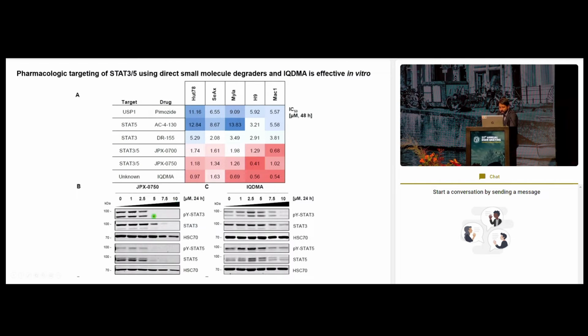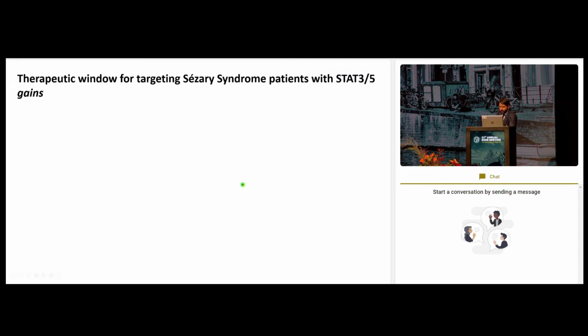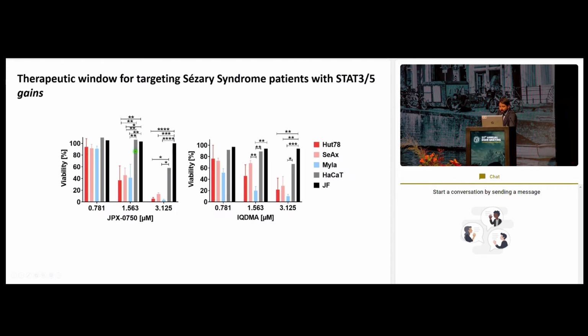And here you can see that indeed these drugs block both phospho-STAT3 and phospho-STAT5 levels, but we saw that IQDMA, despite being a kinase inhibitor, works quite slowly. So we were a little bit suspicious of that drug, and that's why we checked further whether these drugs, IQDMA and JANPIC750, work the way they do in cell lines, along with HaCaT and juvenile fibroblasts.